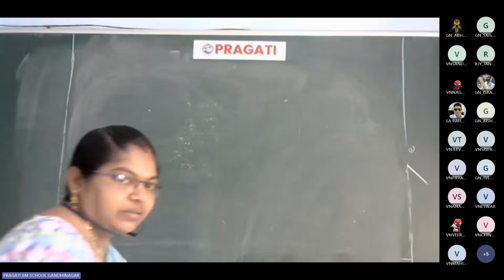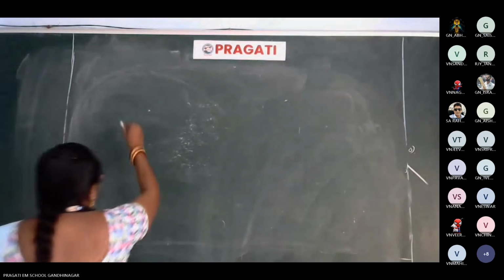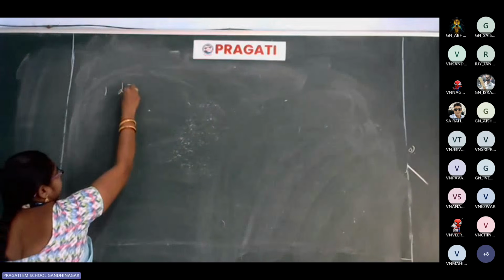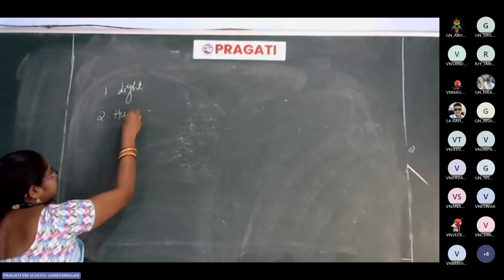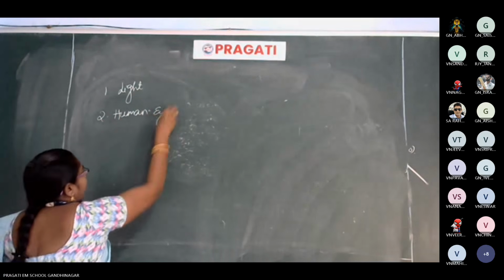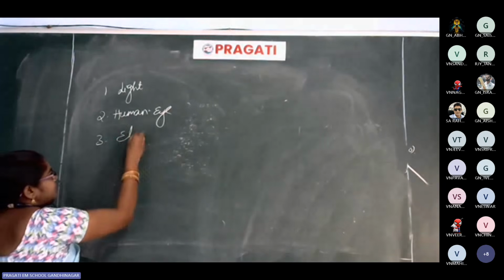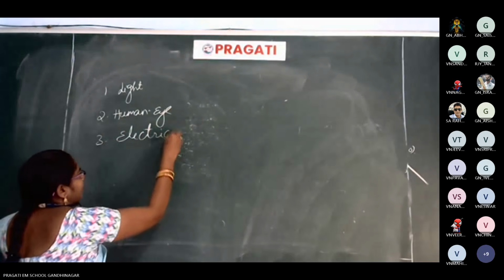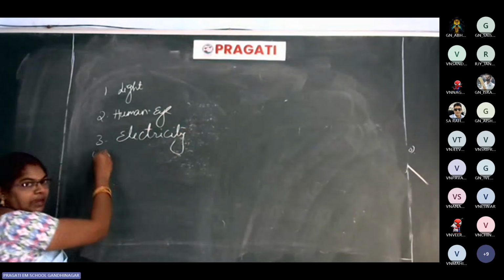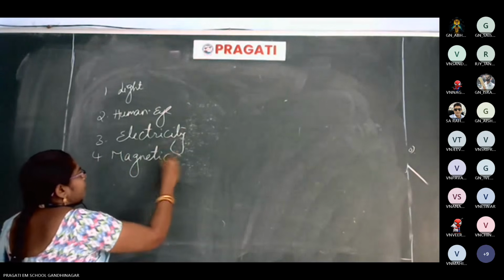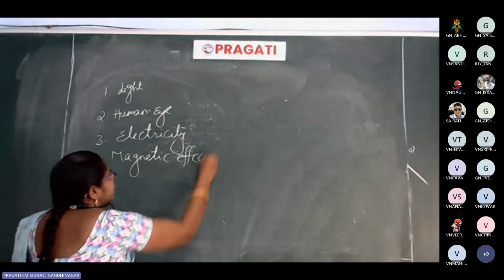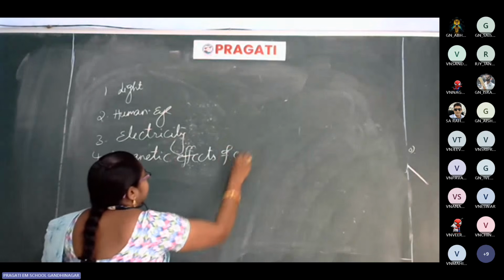Those are light. First one, light. Second one, human eye. And third one, electricity. Fourth one, magnetic effects of electric current.